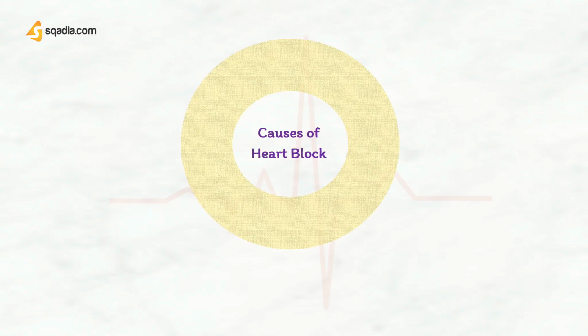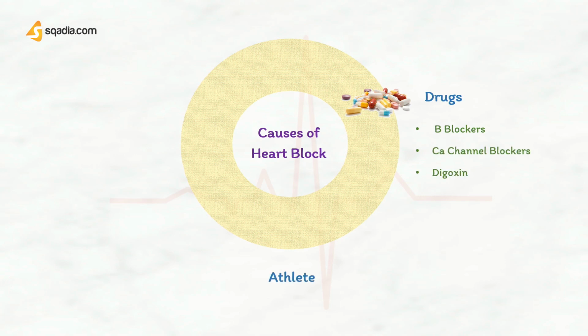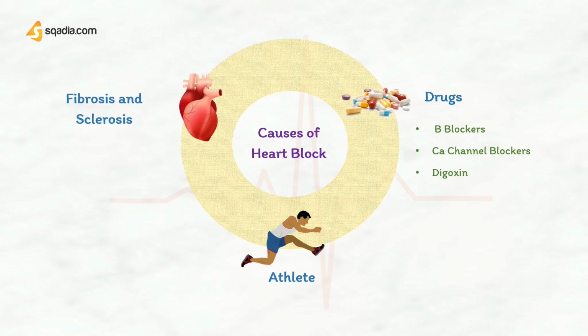Now coming to the causes of heart block. These include drugs, such as beta blockers, calcium channel blockers or digoxin, athletes which have a high vagal tone, fibrosis and sclerosis of the conducting system, and these are all usually treated by pacemakers.